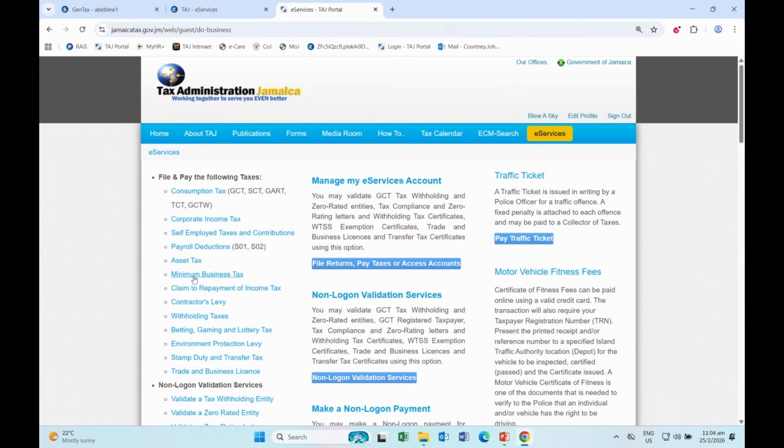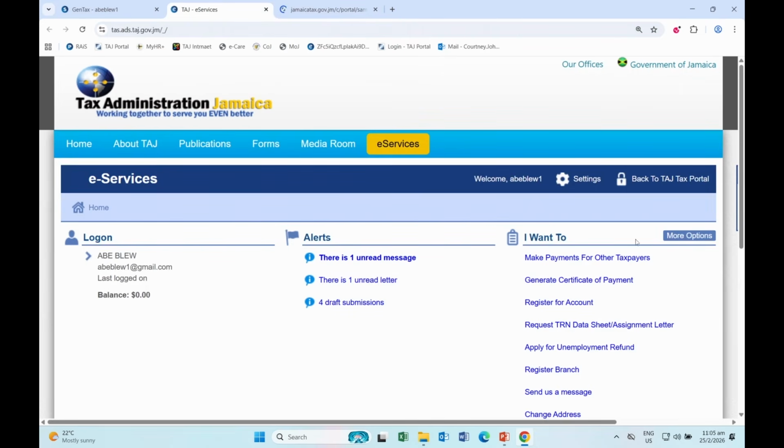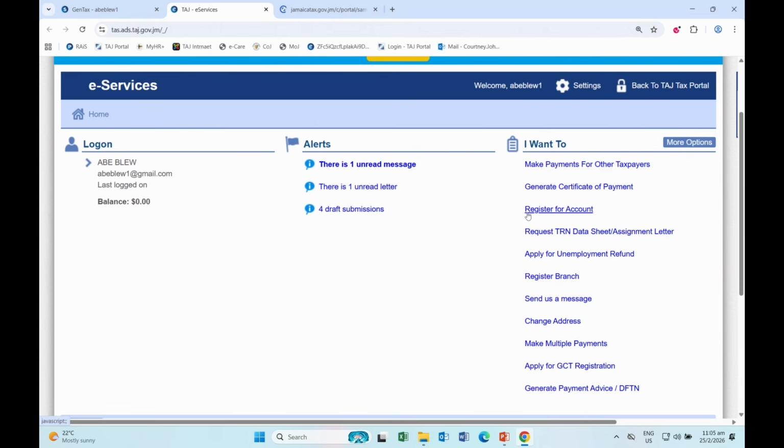So you would have already had an online account. So when you log into the website, this is what the page will look like. You're already aware of that. However, to do the filing, you can use any of the links on the left side of the page, or you can use Manage My eServices account, or File, Pay Taxes, or Access account. So let's go ahead and use Manage My eServices account. The page that will come up next will look something like this.